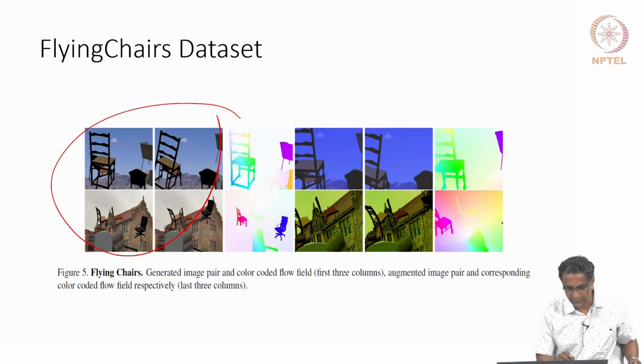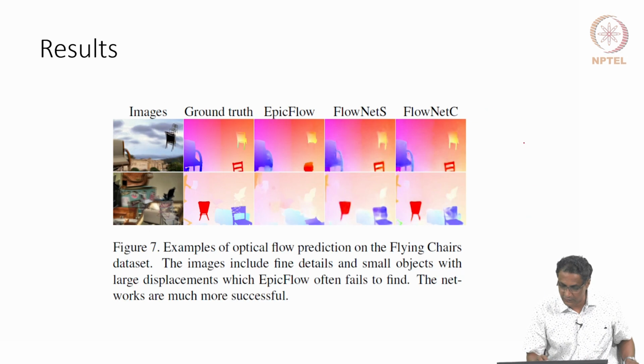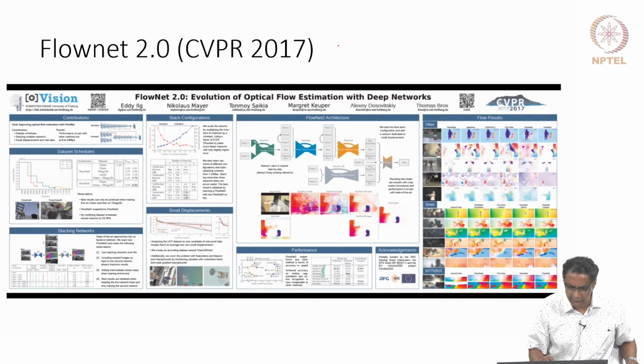Of course, some of those look very unrealistic, because you don't have a chair flying around across a building and so on, but they could do that because it was all simulated. They had some augmentations and so on, and then this is the optical flow, which is a color coded optical flow. Then they also compared it with EpicFlow and so on. And then they had a following network.